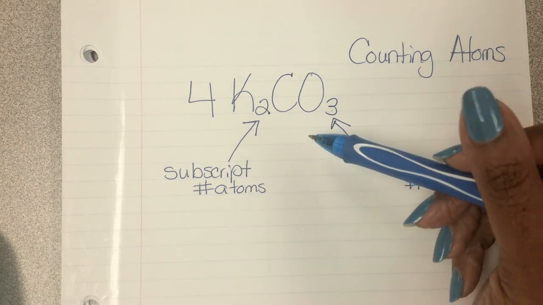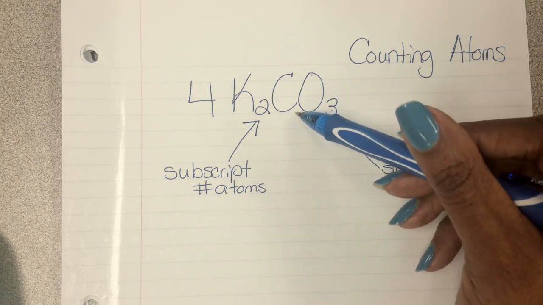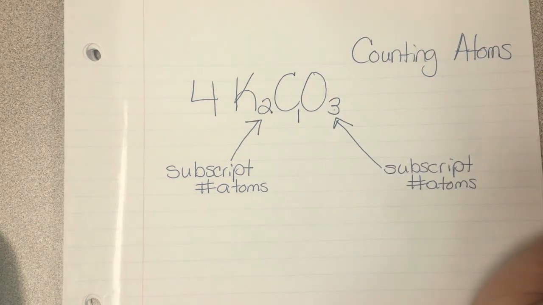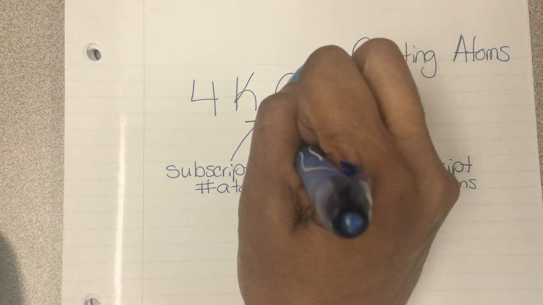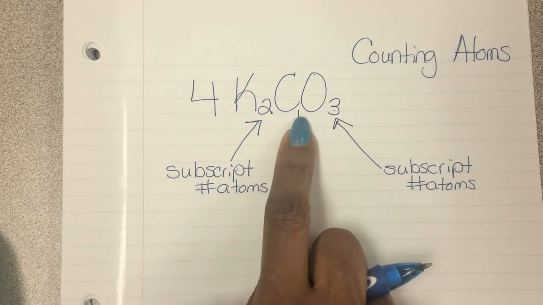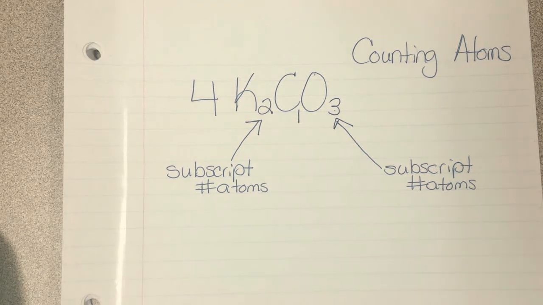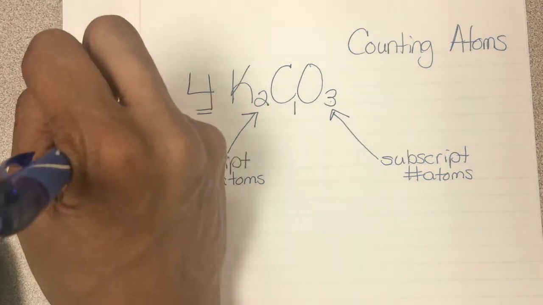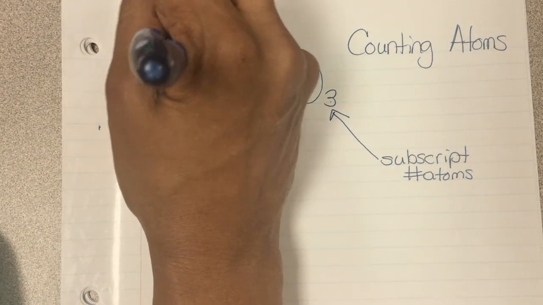Now, very, very important. If there is no subscript, it means 1. So you don't put 0, it means 1 if there's no subscript. So there is 1 atom of carbon. Now, this big number in front is called the coefficient.